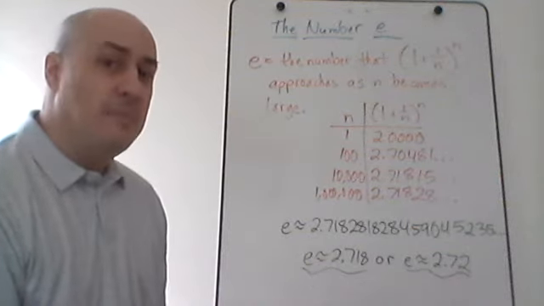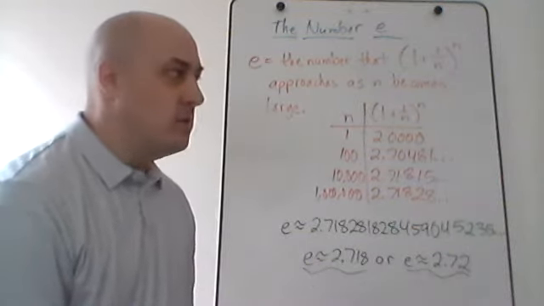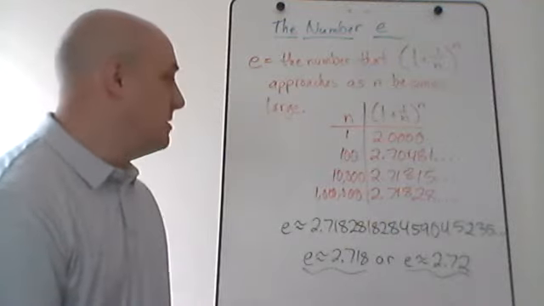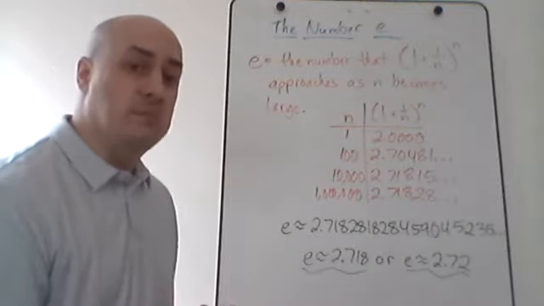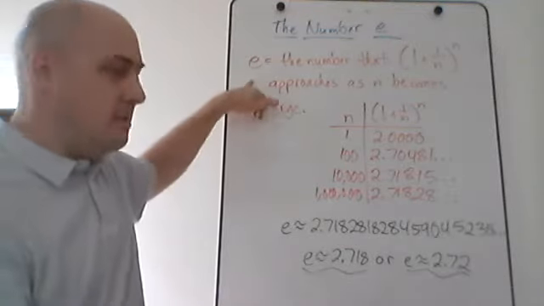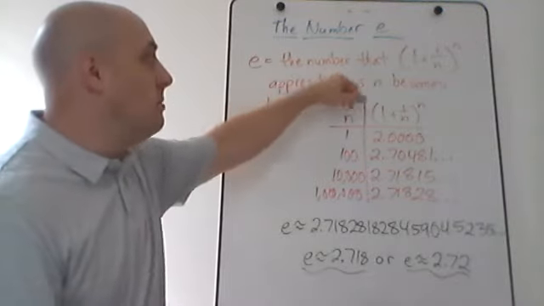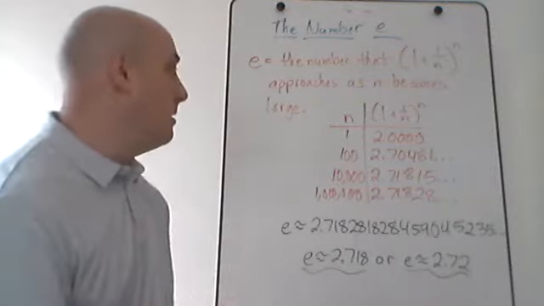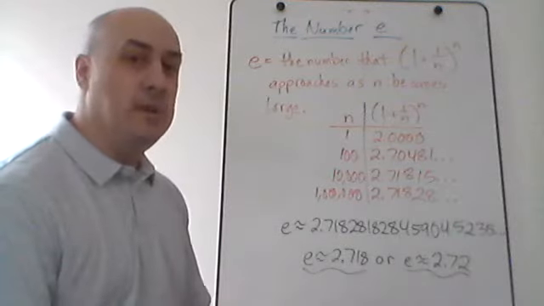Right, in this video we're going to talk about the number e. e is one of those very special numbers that's used in mathematics a lot. So this video is just explaining where that number comes from and a little bit about why it's important. The definition of the number e is the number that the expression (1 + 1/n)^n approaches as n becomes large.